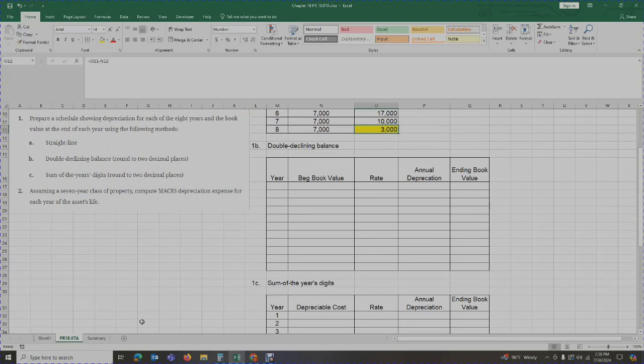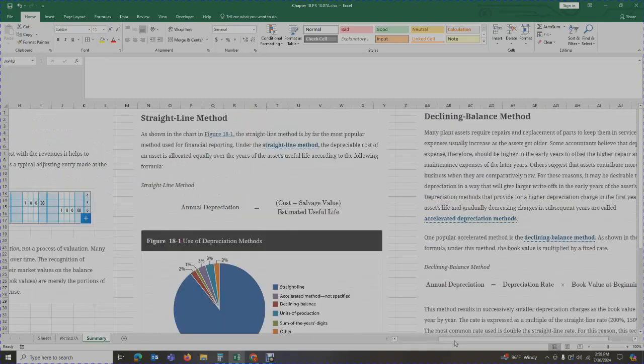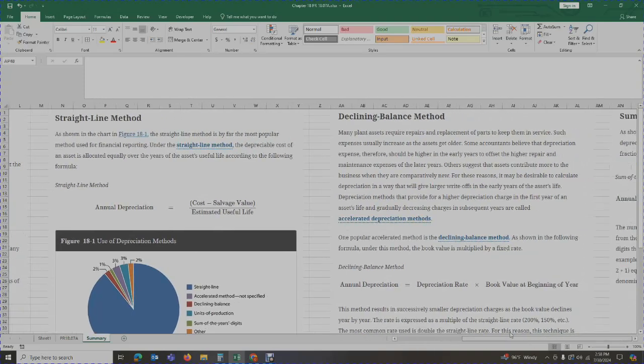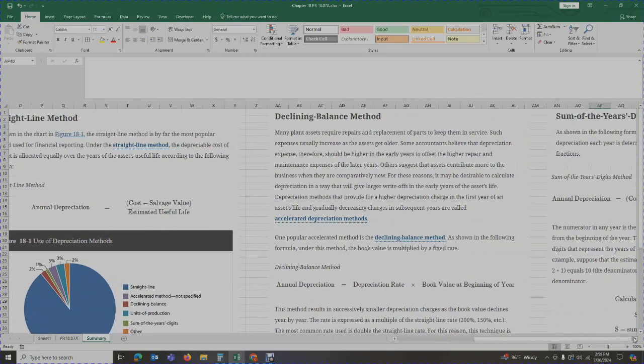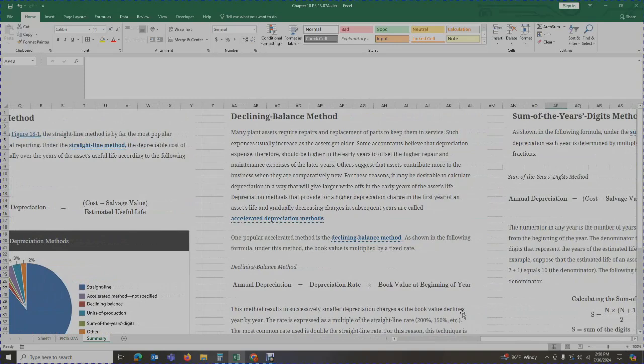This one's a little bit more complicated. So the double declining balance method. This is a more aggressive way of depreciating your assets. You're basically depreciating your assets at double the rate of your straight line method.